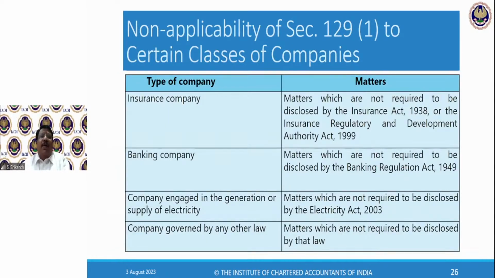Certain types of companies need not disclose as per Schedule 3. They can adopt the balance sheet formats given by their respective enactments, or they might have a hybrid Schedule 3, mainly because Schedule 3 is a standard format. But within that standard format, they can go for certain disclosures which are specially needed or which need not be made.